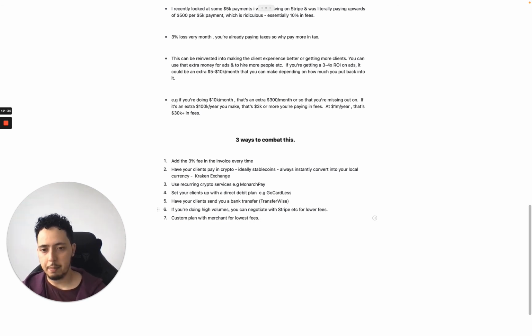You might be getting some payments from Stripe with the 3%, because some people only want to pay that way, which is fine, and they're happy to give you the 3% extra. Some people will pay you in crypto, and then some people will have the direct debit set up with you. Now this obviously depends if you do recurring or if you have one-time payments mainly.